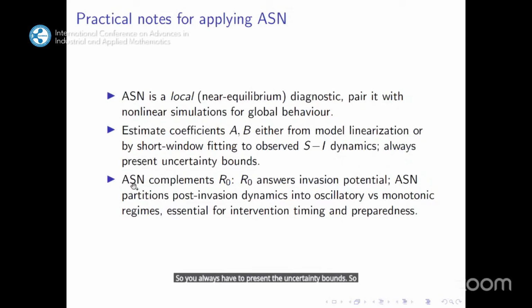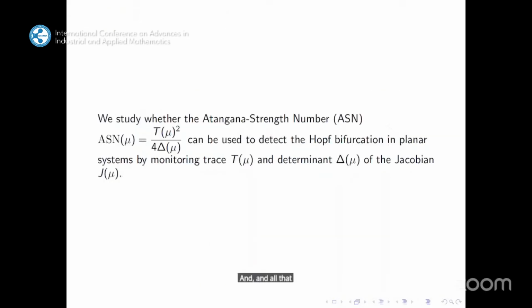Another one is that it complements, like I've said before, the reproductive number, R0. So R0 answers the invasion potential, and then the Atangana strength number partitions post-invasion dynamics into oscillatory or monotonic regimes, essentially for intervention timing and preparedness. Let's say maybe if you have an outbreak and all that.